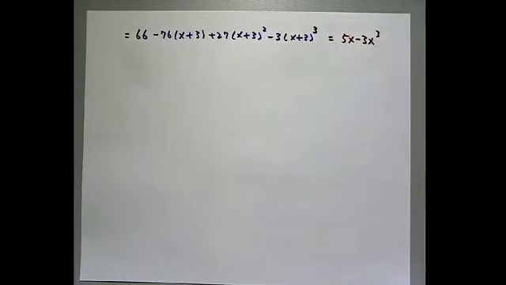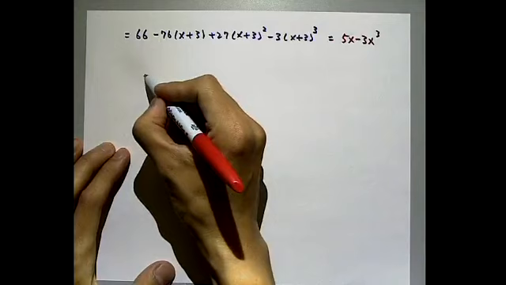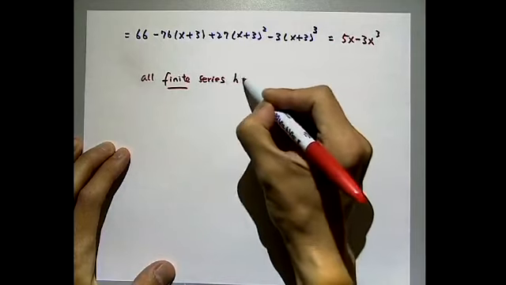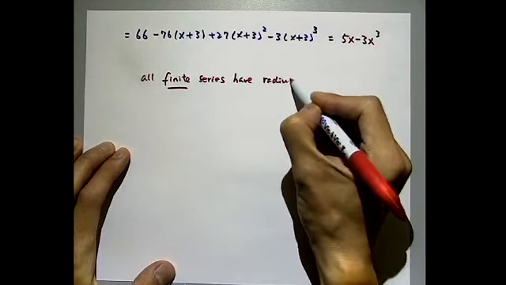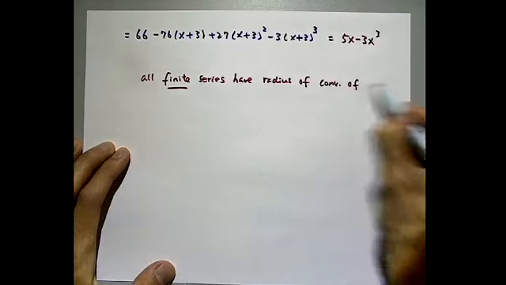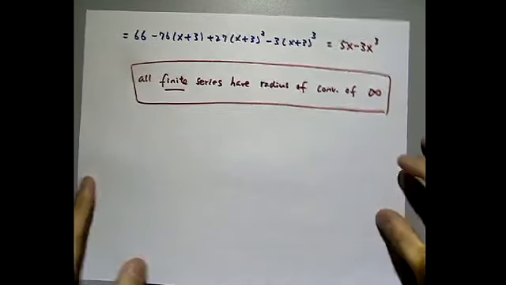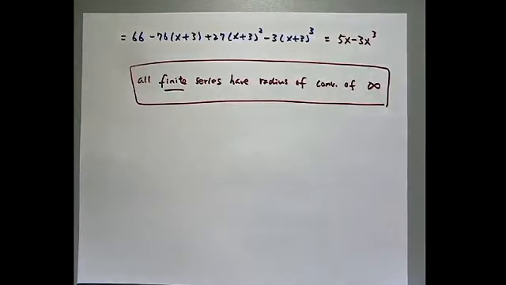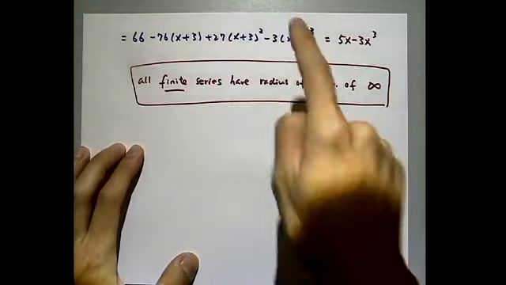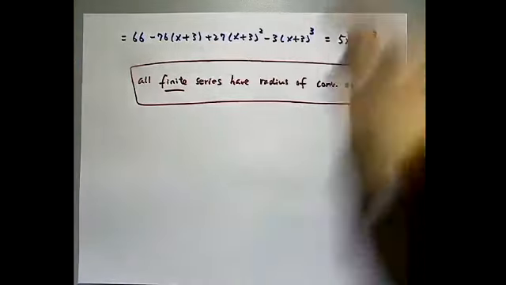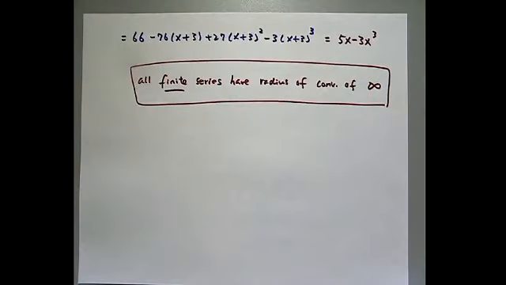Okay, now one more thing I want to mention about finite series. All finite series have radius of convergence of infinity. Because if you think about it, any number you put in here for x, any real number, we're just adding up 4 finite terms, right? So it's of course going to be a finite number. There's no way you can add up a finite number of stuff with real numbers and get infinity. So these all have radius of convergence of infinity.